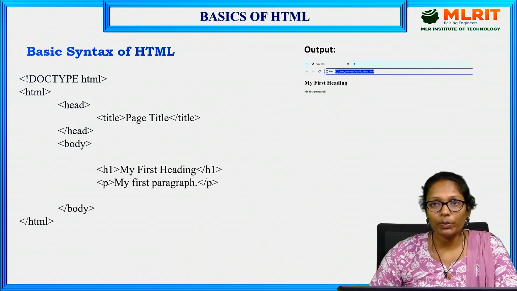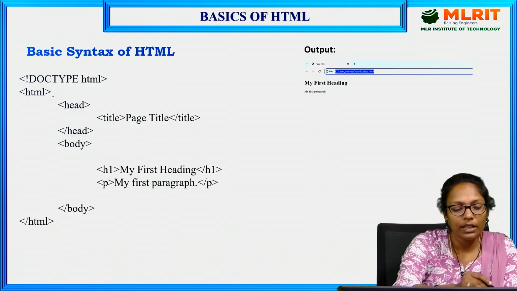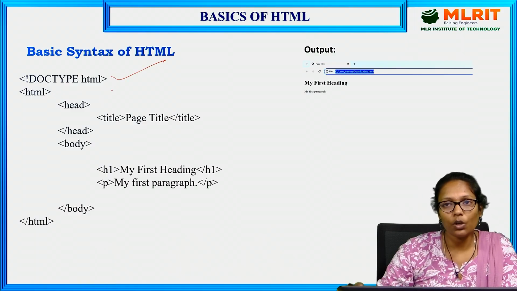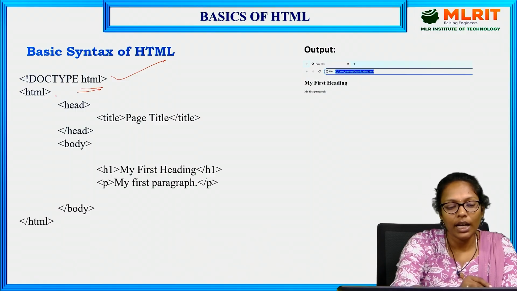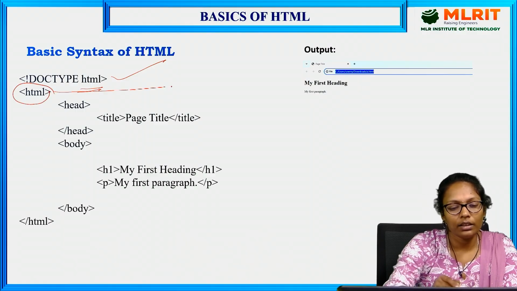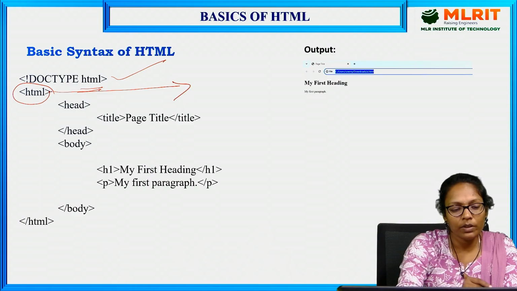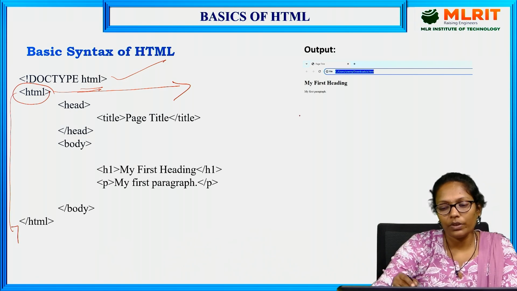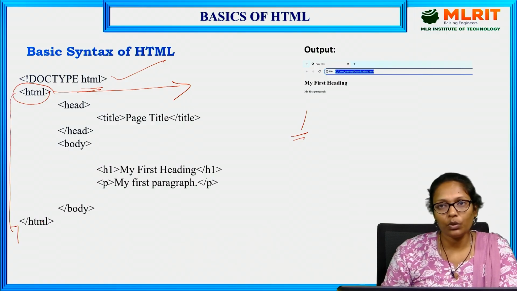Coming to the basic syntax, the HTML will contain two parts basically. The first tag you write is the doc type, which is the document type. The document type I'm writing is HTML. And the first tag, the parent tag in your HTML program, is the html tag. Every tag should close with the corresponding tag. The closing tag is preceded with a slash. After completing the code, you have to close that tag.